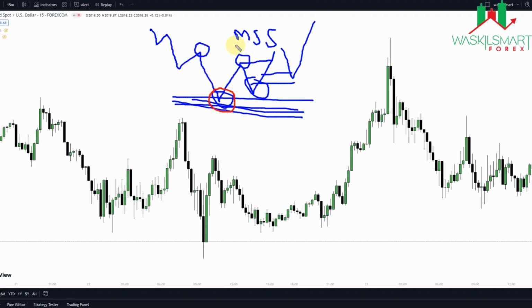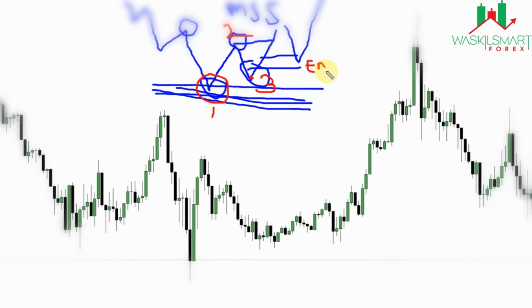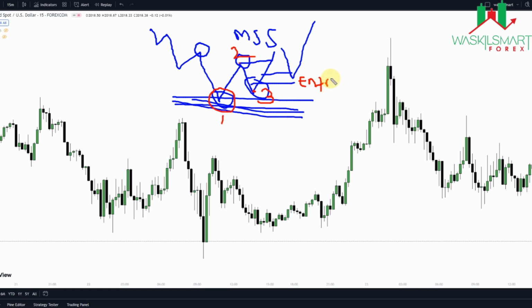And I saw this, then next I saw this. So which means the first thing I have to see is one, the second is two, third is three. Then I want to see this as my entry. So when this occurs, then I want to be a buyer. I have 70 or 80% certainty the market is going to be a buyer at that point.